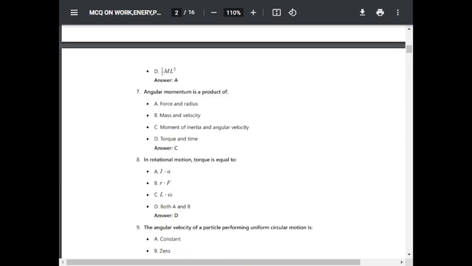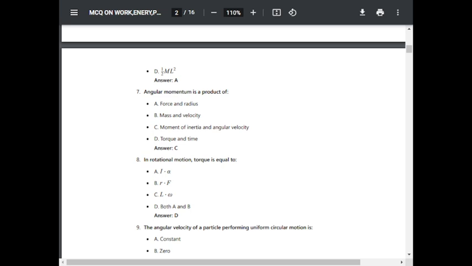Question number 7. The angular momentum is the product of option A mass, force and radius, option B mass and velocity, option C moment of inertia and angular velocity, option D torque and time. The correct answer is C, moment of inertia and angular velocity. The angular momentum L is equal to I omega. I is moment of inertia, omega is angular velocity. Option C is correct.